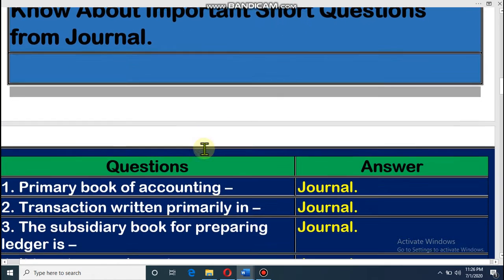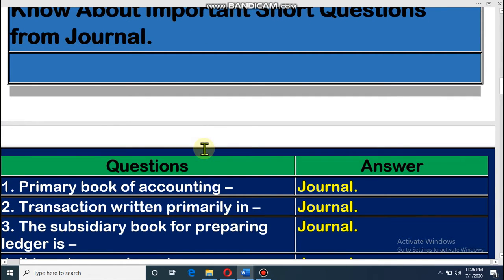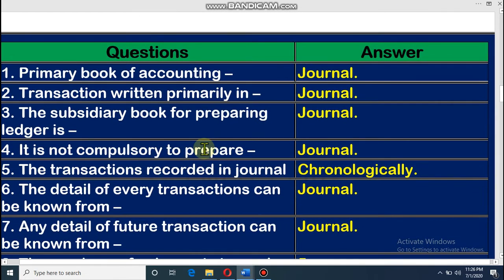So earlier we have discussed the CQ portion of this chapter. This is the first lecture for our MCQ. Today I will discuss some MCQ questions from this chapter. Dear student, let's come to our class.